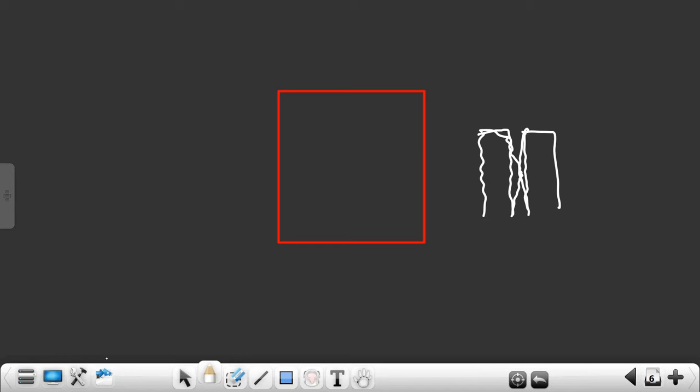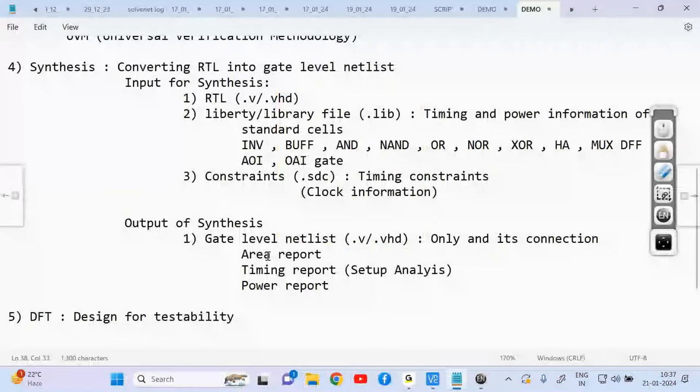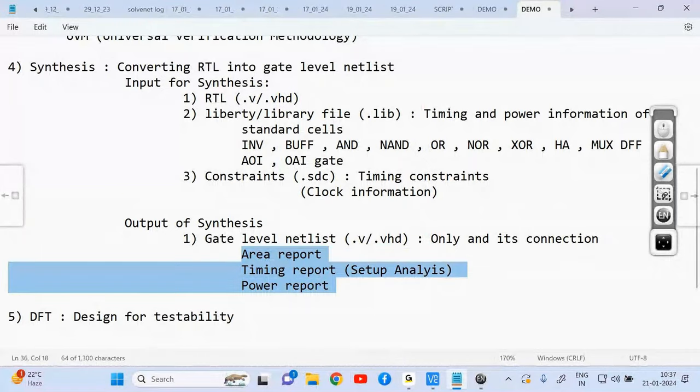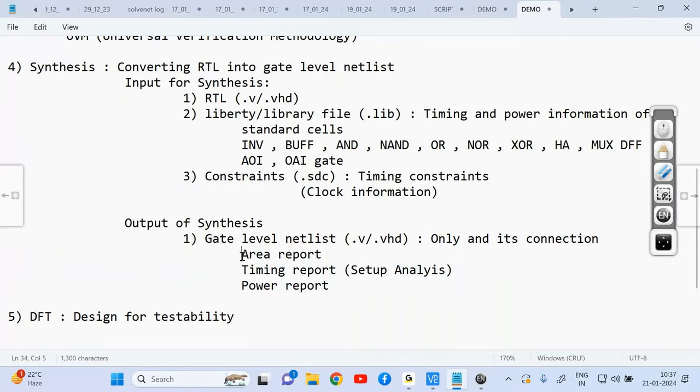No, these reports are not in the Verilog format. They are normal reports, in normal text format.